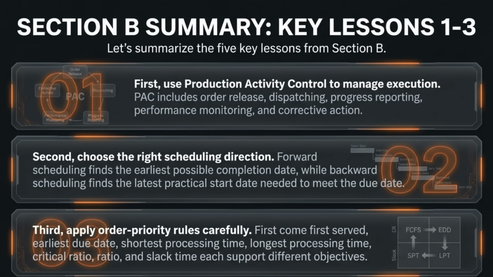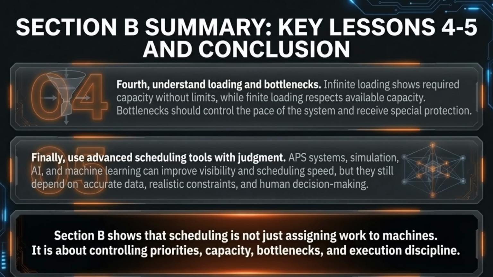Third, apply order priority rules carefully. First come, first served, earliest due date, shortest processing time, longest processing time, critical ratio, and slack time each support different objectives. Fourth, understand loading and bottlenecks. Infinite loading shows required capacity without limits, while finite loading respects available capacity. Bottlenecks should control the pace of the system and receive special protection.